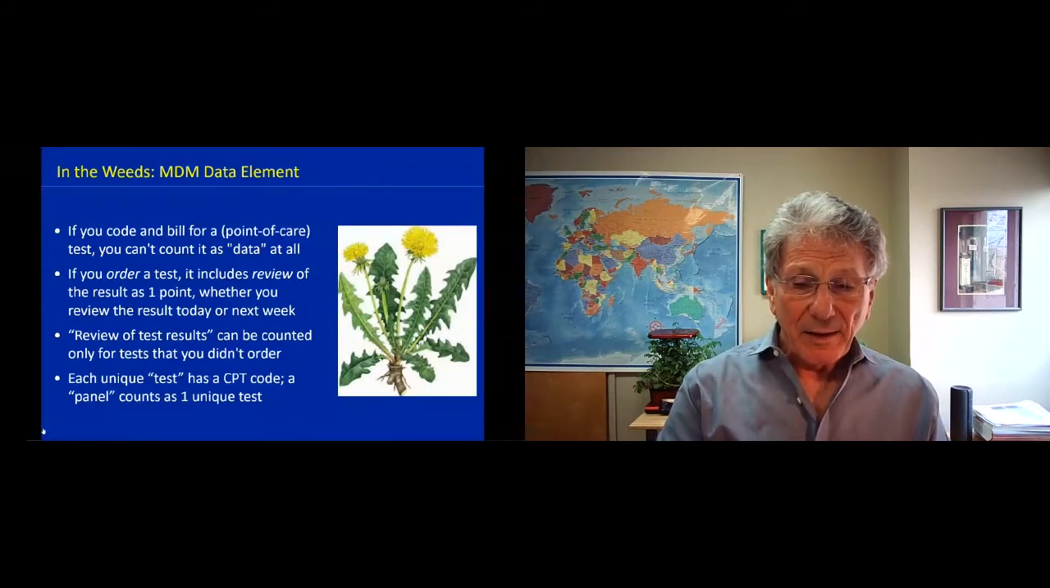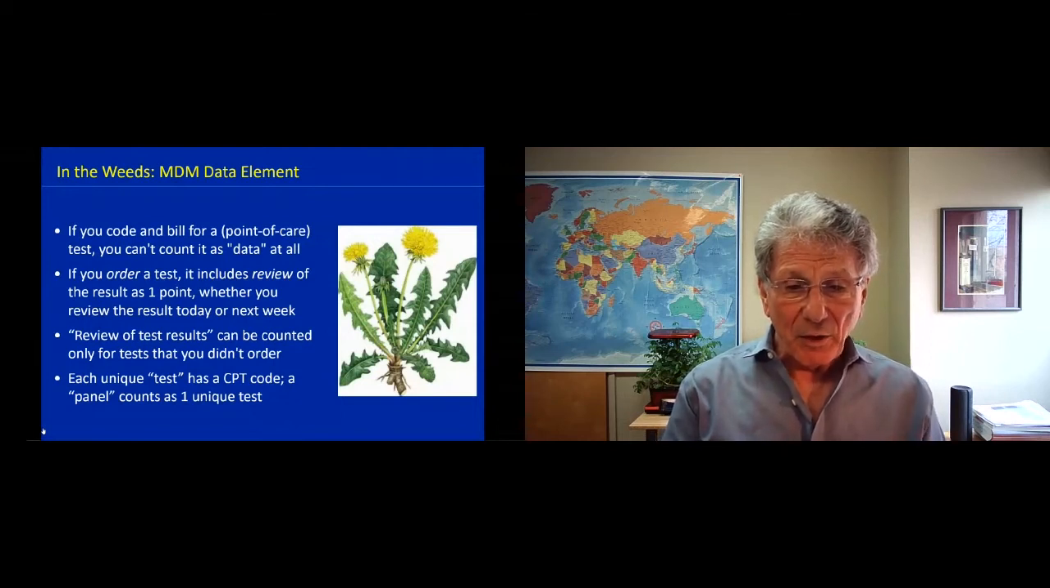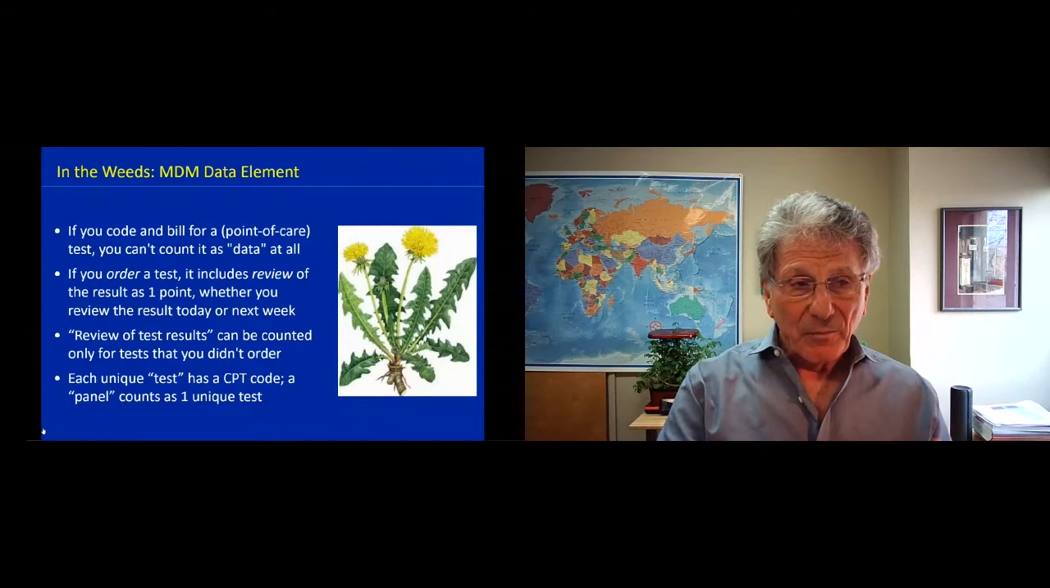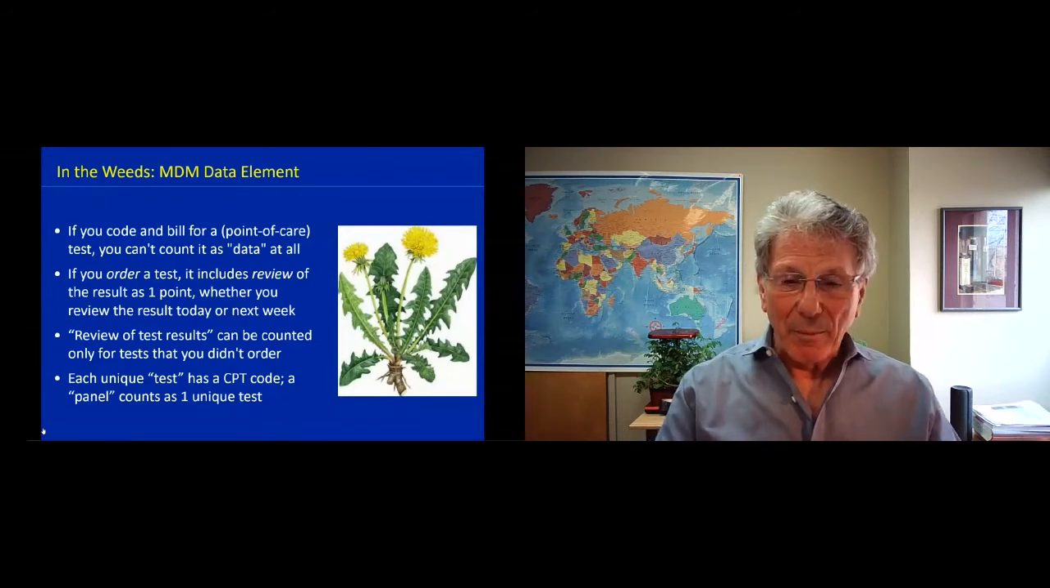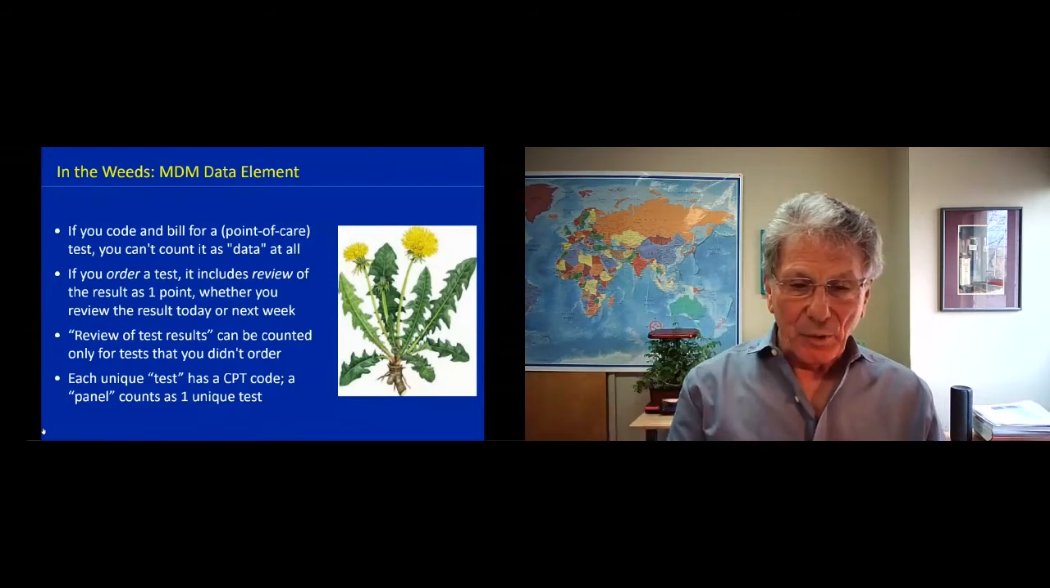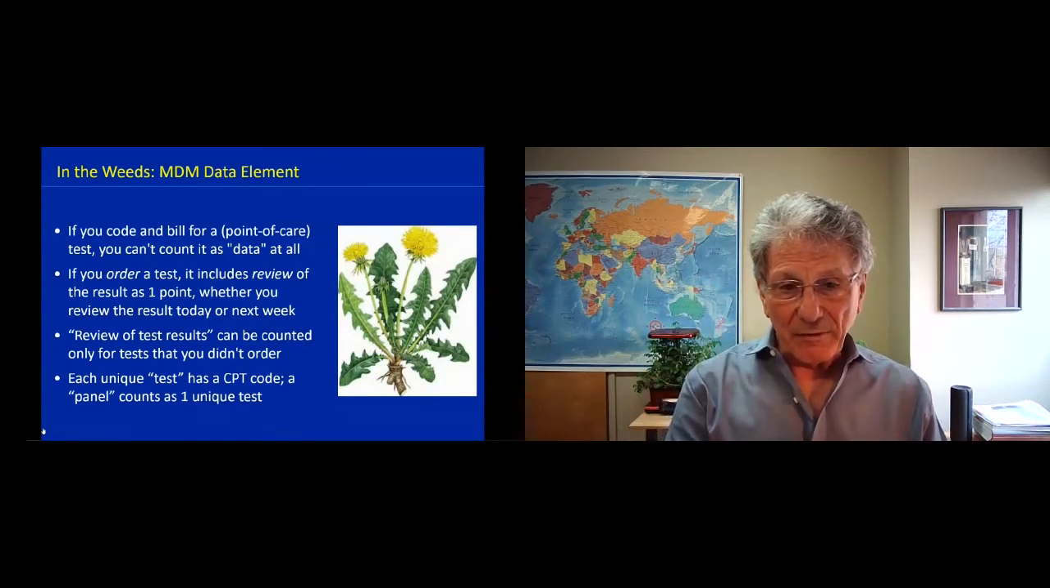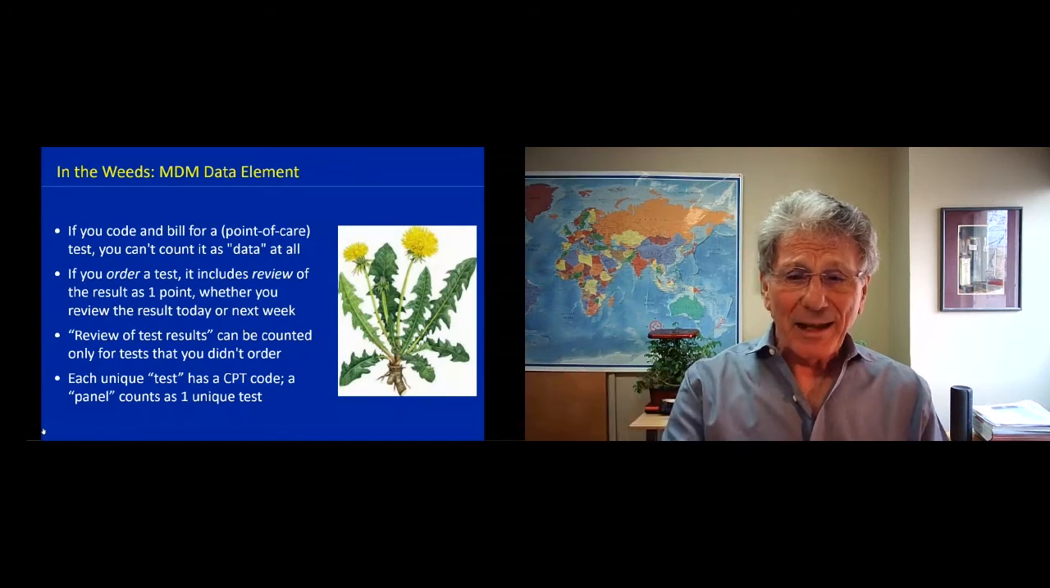And then the last point that these rules have is that each unique test has its own CPT code, but if you order a panel, let's say a metabolic panel that has like 8 different components to it, you don't get to count all 8. That panel counts as one unique test.